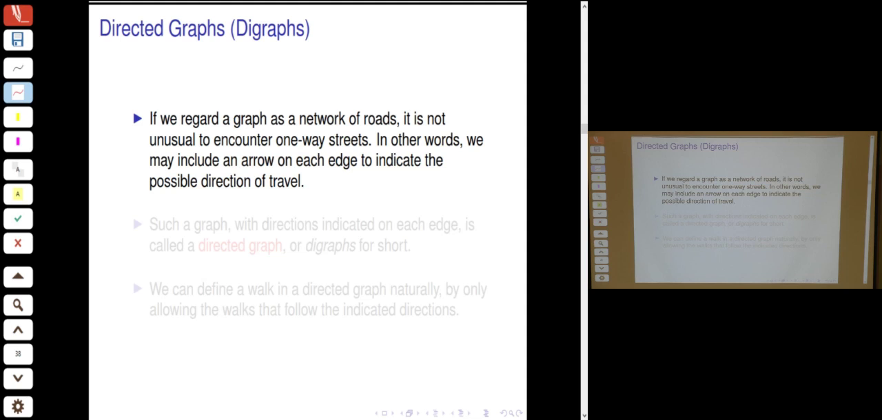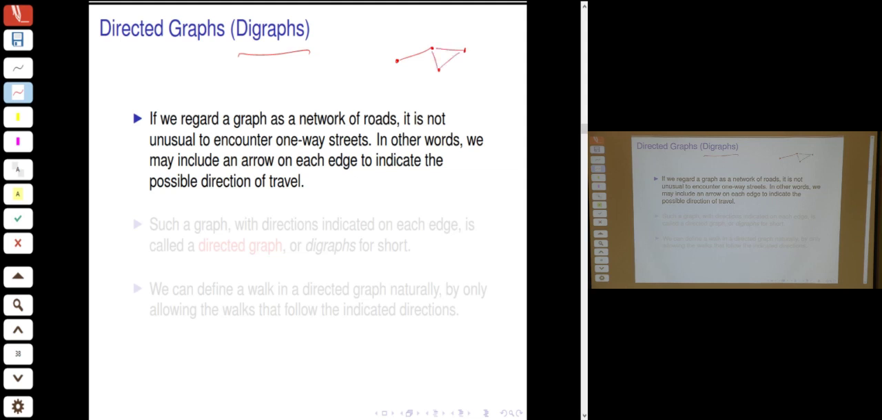Now we will move on to the question of directed graphs, which are also referred to as digraphs for short. Suppose you think of a graph as a network of roads, similar in spirit to the Königsberg bridge problem. Your vertices are different localities, and your graph is just a network of roads. Okay.